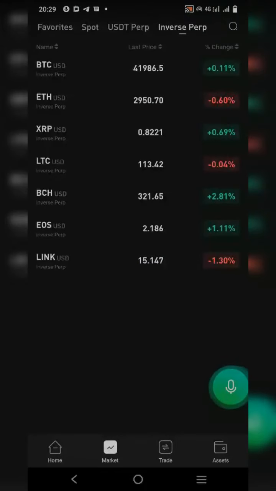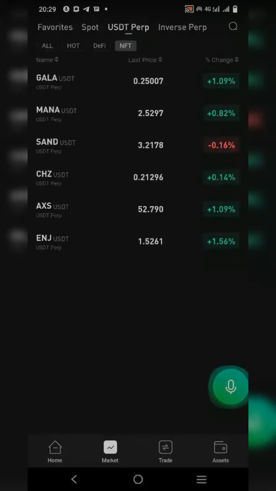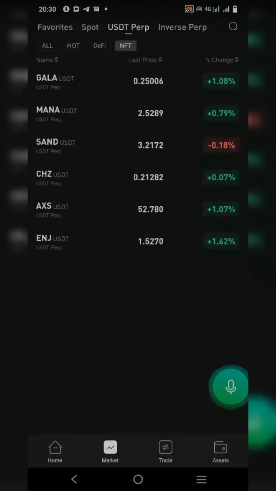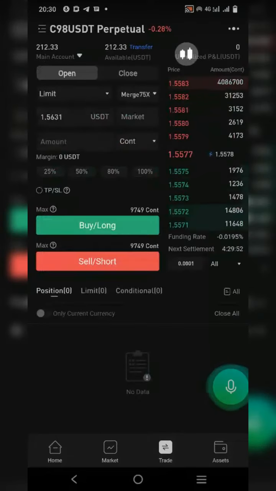So I think we should stop over here, which is actually important. And this side is much easier than this. This side is for advanced traders, so you shouldn't try to confuse yourself as a beginner trader with inverse perpetual. So let's go down to trade. This section is important because this is where the action comes in.